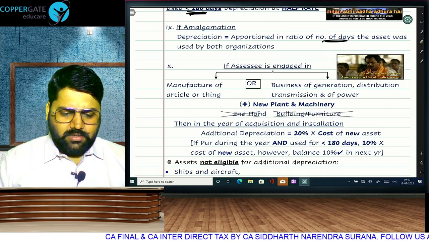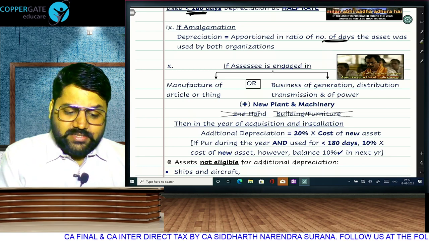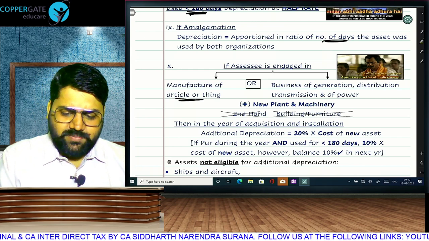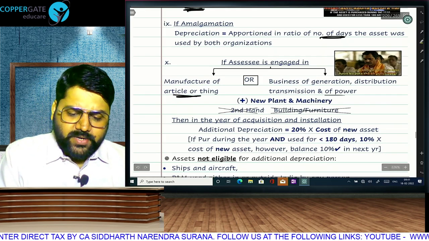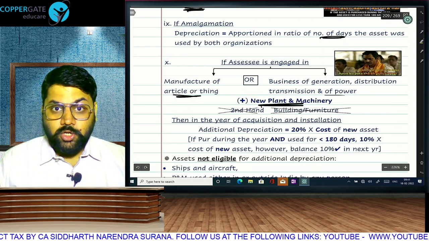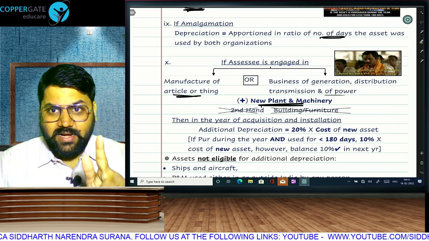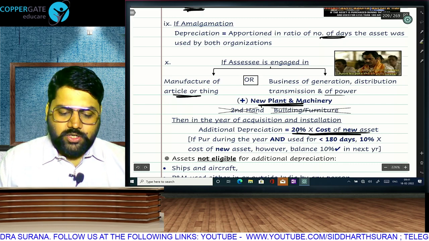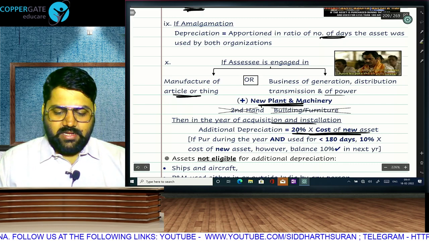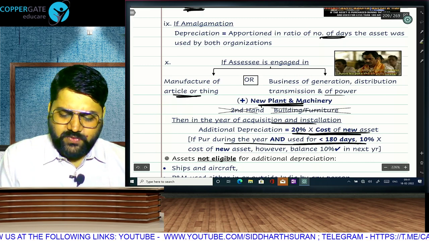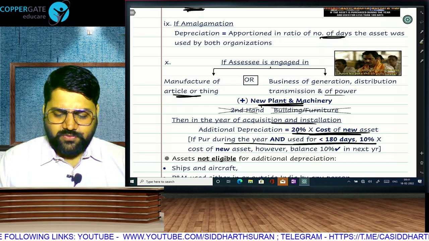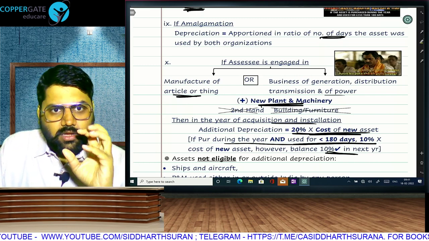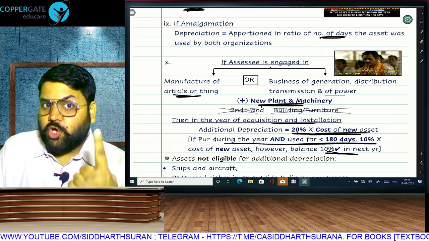But if you are an assessee who is a manufacturer, or you are in the business of generation and distribution of power, and you purchase new plant and machinery, observe: new, that means second hand not allowed, and building, furniture, other assets not allowed. Then you will get additional depreciation as 20% of the cost of your new asset in the year of acquisition and installation. And of course, if purchased during the year and used for less than 180 days, then it will be half rate, that is 10% of your cost, but you can take the other half in the very next following year. So, listen, WDV block asset method is compulsory for everyone for your normal depreciation.